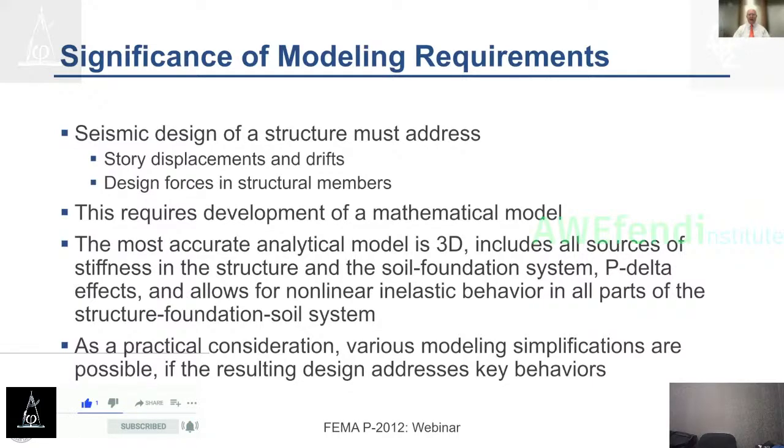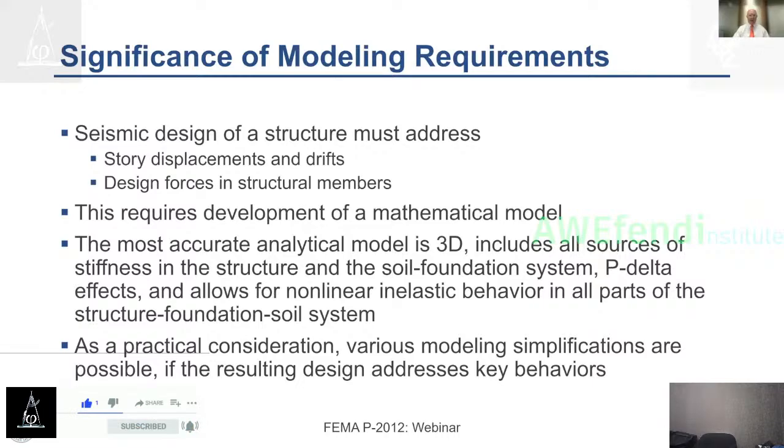And that means that we don't just build buildings and then put them on a shake table and test them. The reality is that we need some mathematical models in order to understand what we can anticipate. We already mentioned that the most accurate analytical model would be three-dimensional. It would include all the sources of stiffness in both the structure and the foundation system.